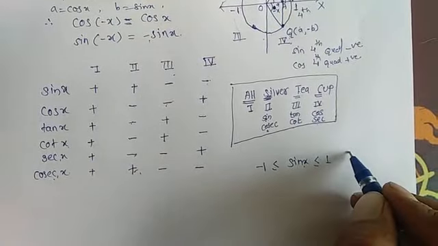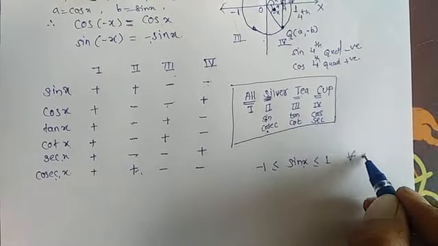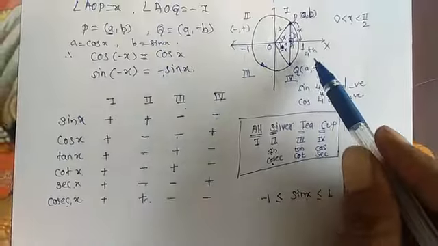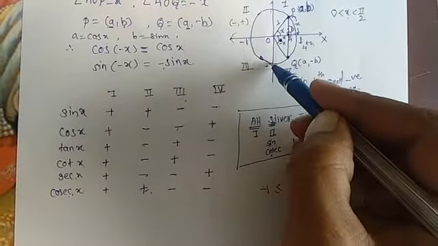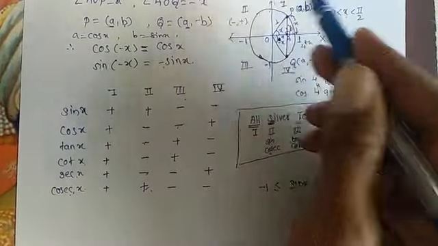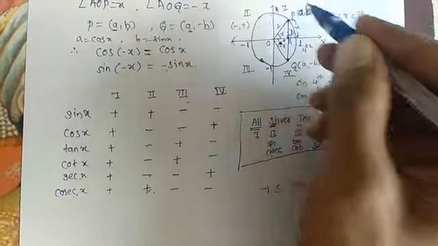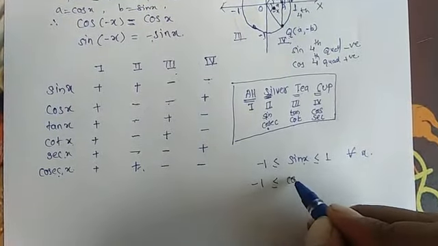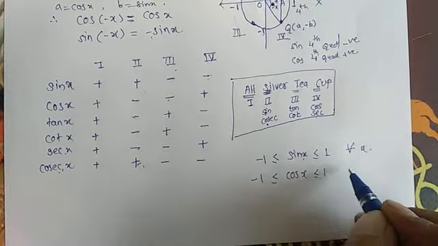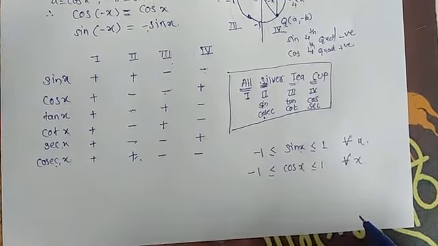Okay, for any x, for all x. And for cos you can say it also lies between -1 and 1. So you can say that cos also lies between -1 less than or equal to cos x less than or equal to 1 for all x.